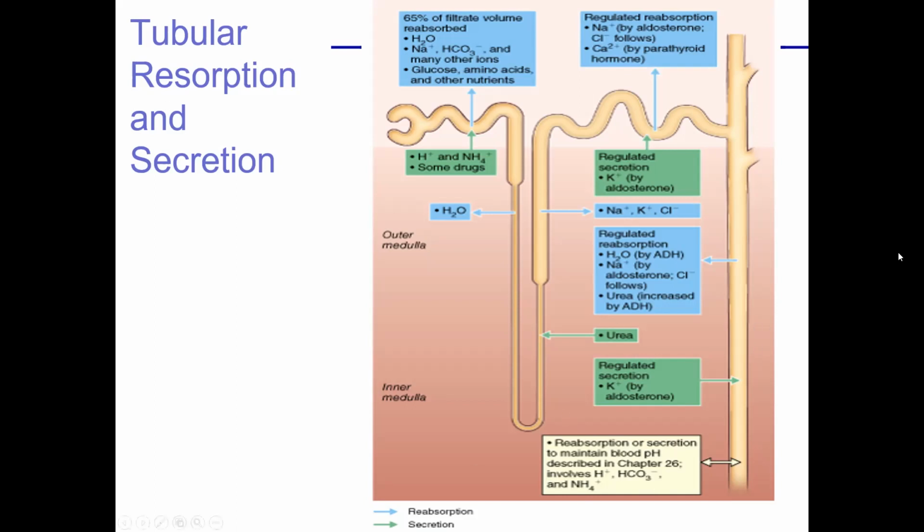So anyway, this is what's happening in the three places where we recover 99% of all the water. The total amount of filtrate that's going to pass through in a 24-hour period is 180 liters. Obviously, we don't have 180 liters. We have about 8 liters. All we generate is about 1.5 liters of urine. So instead of peeing away 180 liters of filtrate, we pee away about 1.5 liters. But we recover that every day by drinking more water.